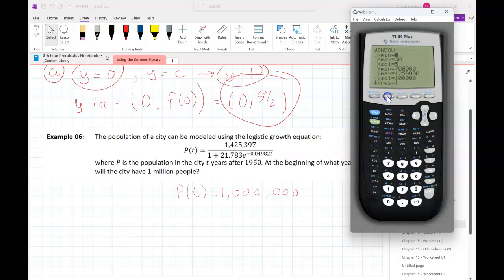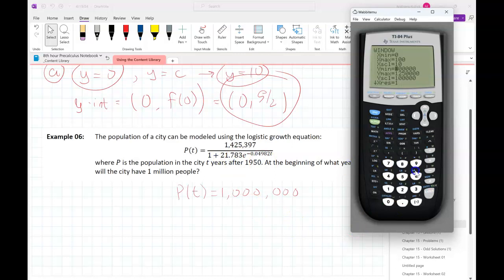And now I'm going to go to my window and think about what I have here. So 1950 is like year 0. I guess I could calculate the initial value here for year 0, but I don't really know. I'm going to just guess it takes a long time for a city. I'm just going to pick x equals 100, the x max to be 100, and if I have to adjust it, I have to adjust it.